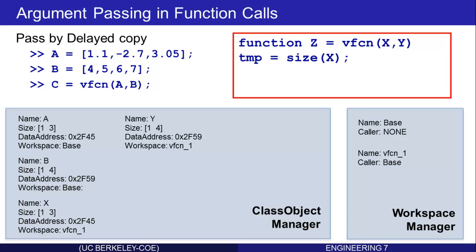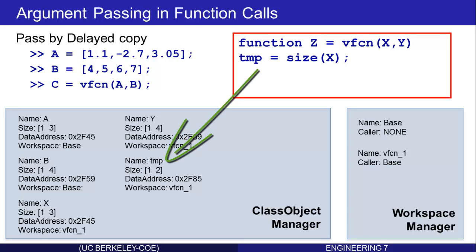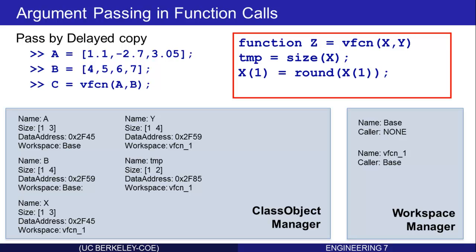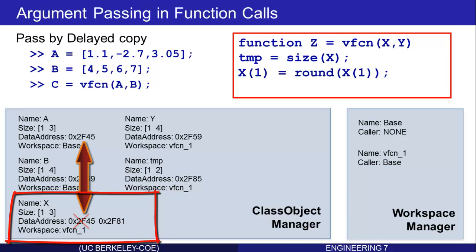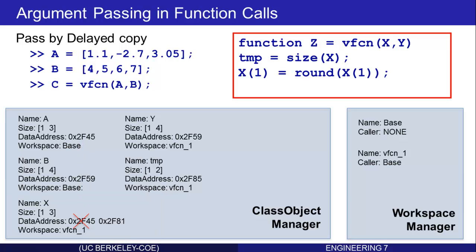Next, the function executes a command that creates a variable in the function instance workspace. The next line overwrites one of the entries of the X array. Here is where the delayed copy mechanism must finally make the copy. So X is altered and no longer shares the same memory as A, but is now in a new location, and the modification caused by this line of code has been carried out.